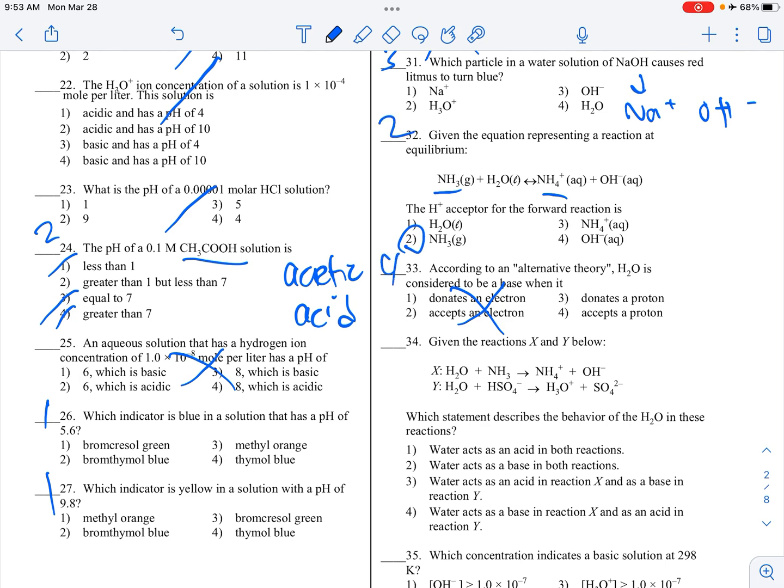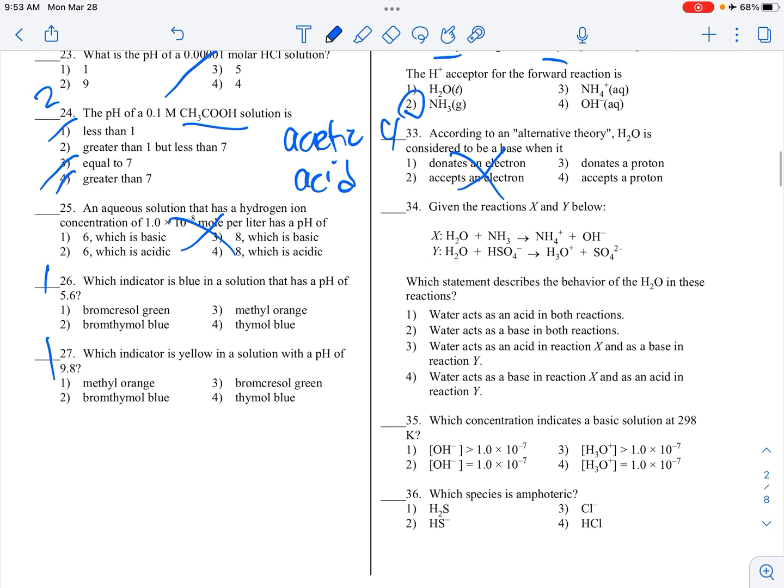This is choice 2. What describes the behavior of H2O? Okay, so in the first one, H2O becomes OH minus, so that is losing protons. In the second one, H2O becomes H3O plus, which is a gain of protons. So it can't be both. Water acts as an acid in reaction X, which is losing, and a base in reaction Y. That is correct. That's the definition of Bronsted-Lowry.